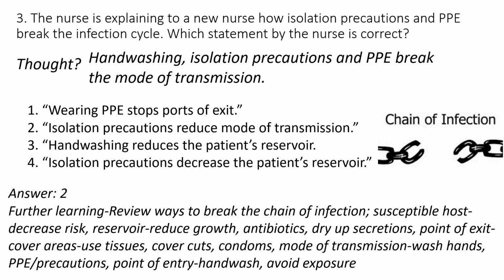Mode of transmission, like how the pathogen gets from one person to another, can be broken by washing hands, using precautions, personal protective equipment. And then point of entry, the way that the pathogen can get into another patient, is broken by avoiding exposure, hand washing, and covering those points of entry. Again, make sure any cuts are covered, make sure condoms are used during sex, things like that.